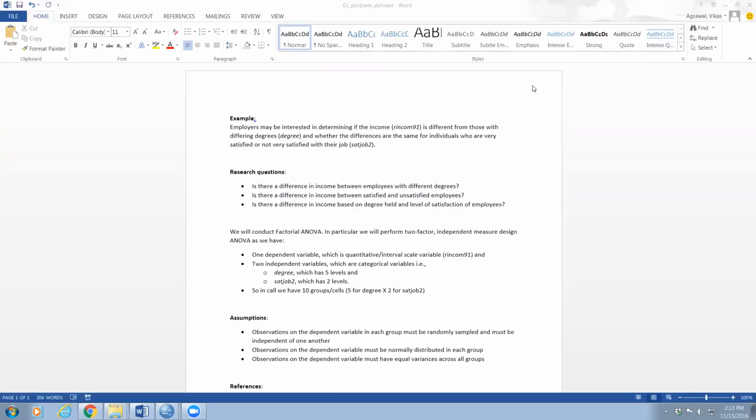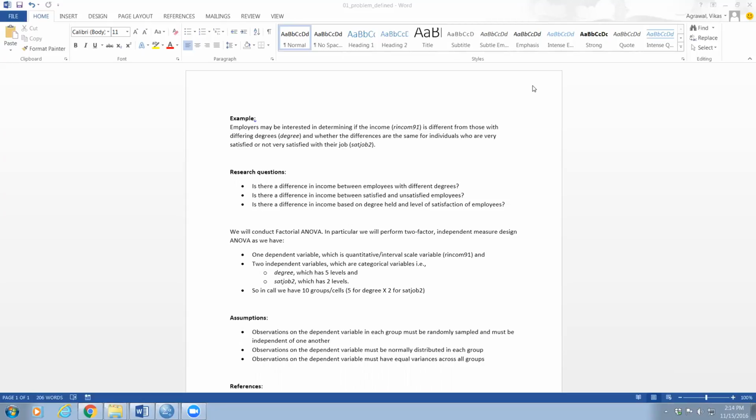So here is the example that we are considering. Employees may be interested in determining if the income is different for those with differing degrees and whether the differences are the same for individuals who are not very satisfied or who are very satisfied in their job. So basically we want to see whether the income differs across different levels of degrees and between employees who are very satisfied and who are not very satisfied. So these are the research questions.